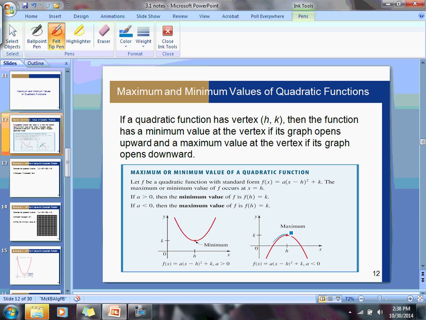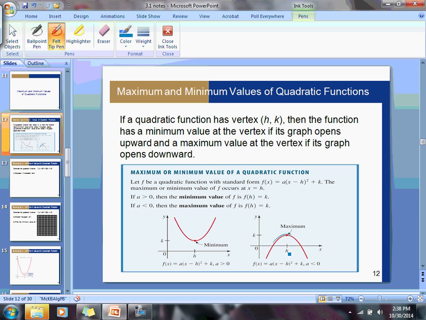And that actual value, it says right here, if your parabola is opening up, then the minimum value is going to be k. So you're going to put in the h value, which is your x value, and you're going to get k out. So in your ordered pair (h, k), k is going to be your minimum value.